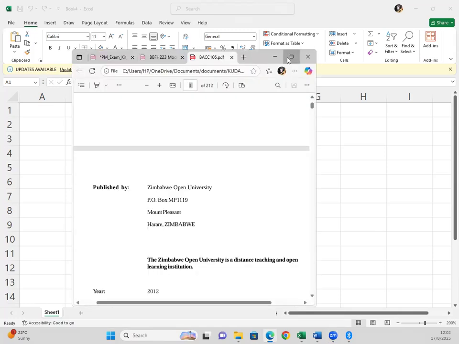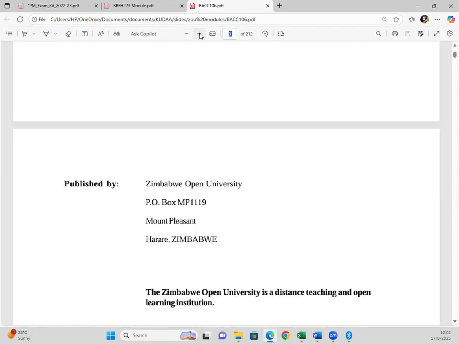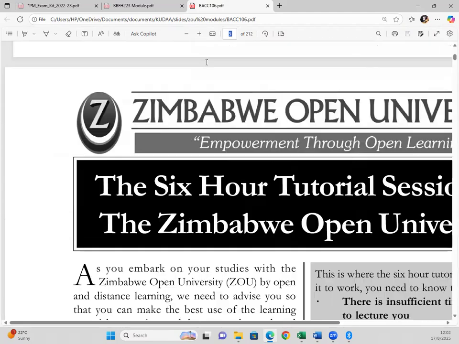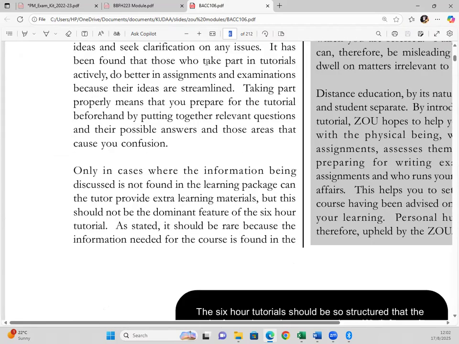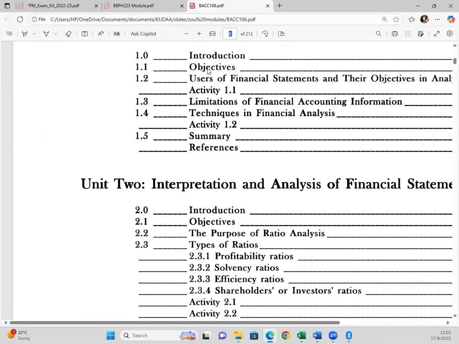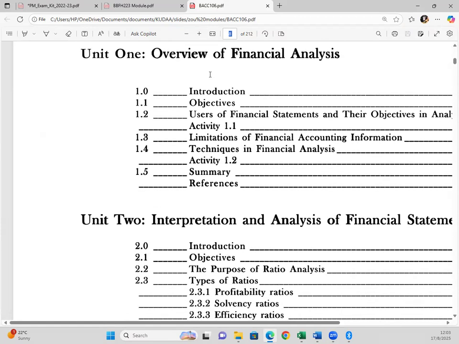Okay, so this is the module that you're going to be using for Financial 2A. Let's just go through the topics that we have to cover. I'll check up to what chapter, but of course you're going to cover Unit 1. Unit 1 is talking about the limitations of financial accounting, the techniques used in financial analysis. It's a very short unit. We are going to cover that today.